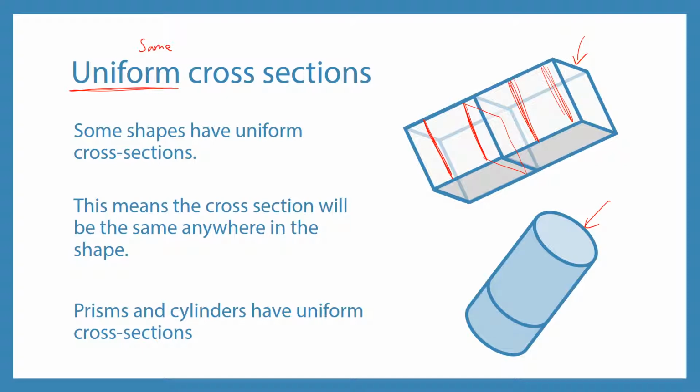And this is true of all prisms and cylinders. No matter where we cut it, it's going to give us the same cross section, and that's going to be the same as the shape on the top or the base. So we could cut this one here, or we could cut it here, and we get the exact same shape.